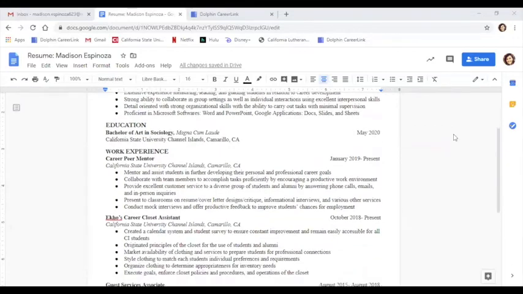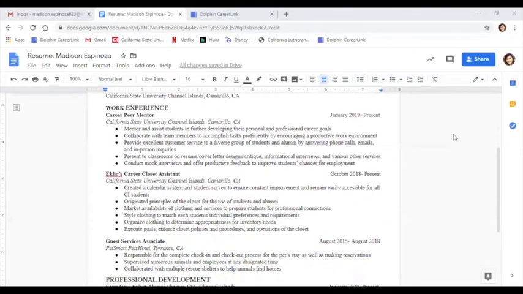Next, I have my work experience section. I've had 3 positions to this day. 2 I'm currently working right now. They're both at Channel Islands. I have them in reverse chronological order. As you can see on the right side are my dates. What reverse chronological order means is basically your most current positions are going to be on the top.